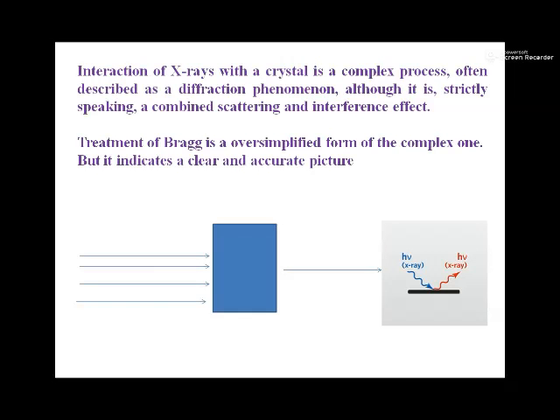Now, what happens when a crystal goes through an electromagnetic radiation interaction? As I told earlier, the interaction of X-ray with the crystal is a very complex process, and this process is described by the diffraction phenomenon. Strictly speaking, it is a combination of scattering and interference. But this complex process can be oversimplified by the Bragg treatment.